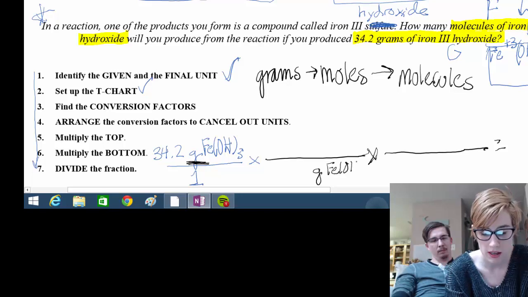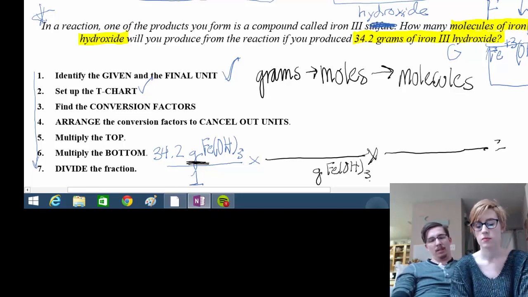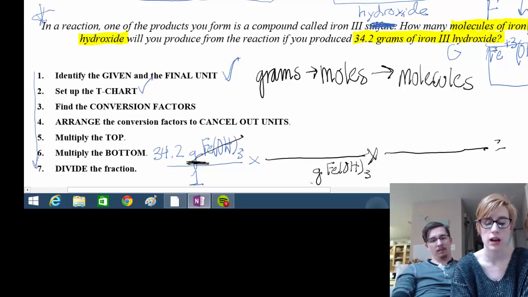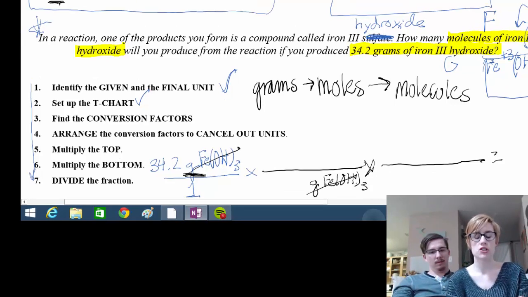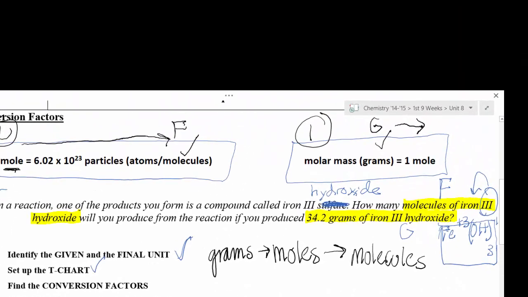on the bottom. Why is that important? So that the units cancel out. Right. I want grams canceled out. So we already talked about this, but which conversion factor do I use that's going to have grams in it? Moles to grams. Right, this first one right here. It has grams and then moles.